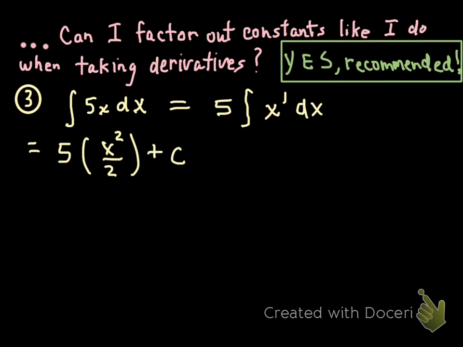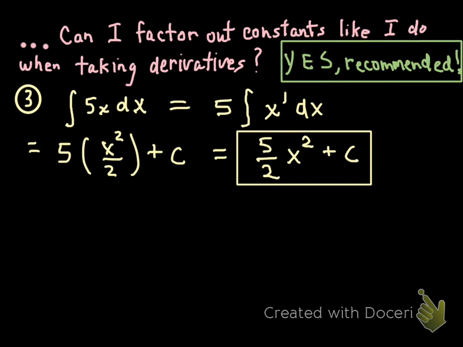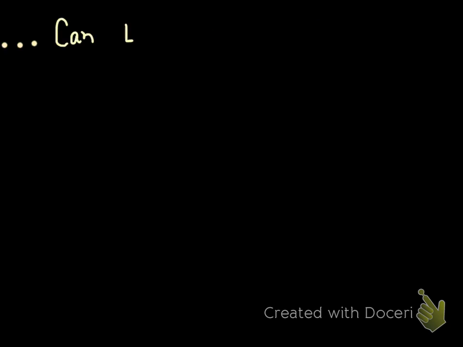Don't forget to add your constant. And you will find that final answers, like in the back of your textbook, are of this form: 5 halves x squared plus c. So remember that 5, just because you factor it out, it doesn't mean it goes away. It's a multiplier at the end of your problem when you write your final solution. Okay, so there's your third example. If you can factor out a constant, the recommendation is not sometimes, always, always, always do it.